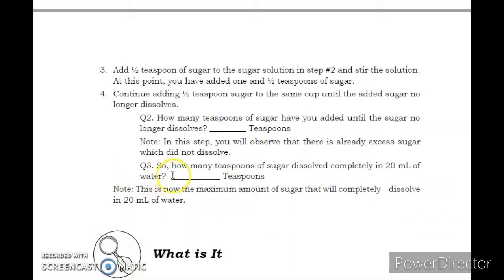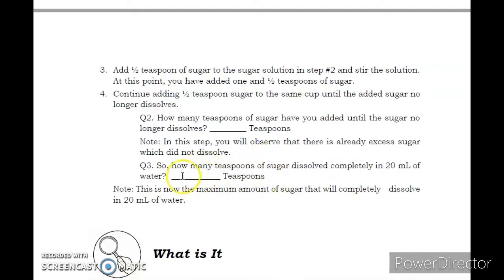Then, question 3. So, how many teaspoons of sugar dissolved completely in 20 ml of water? So, write down here the number of teaspoon. So, ilan lang yung kinayang tunawin nung 20 ml of water? Ilang teaspoon ng asukal? So, note, this is now the maximum amount of sugar that will completely dissolve in 20 ml of water. So, dito, sa question 2, pag nasagot nyo yan, pag umabot kayo sa point na meron ng sugar na hindi natutunaw, meaning, yan ay saturated solution.